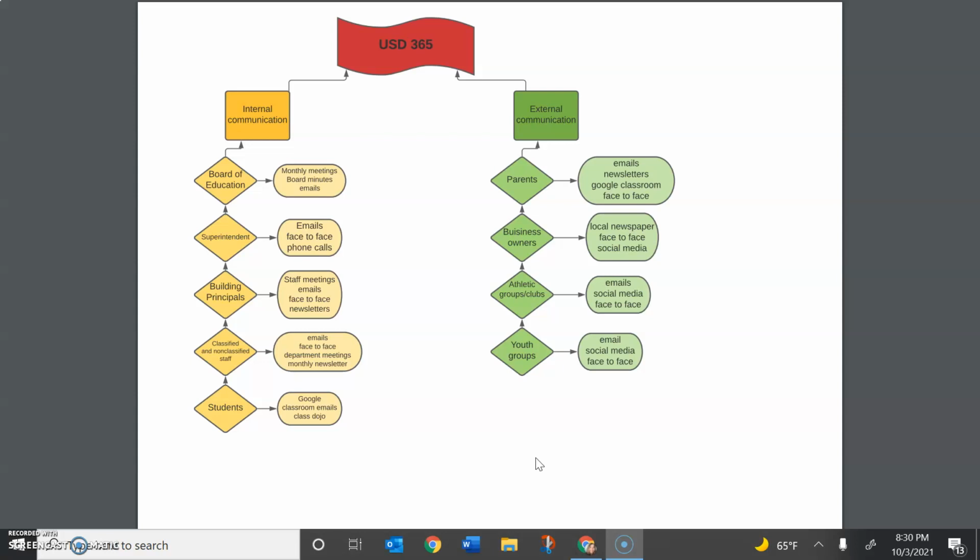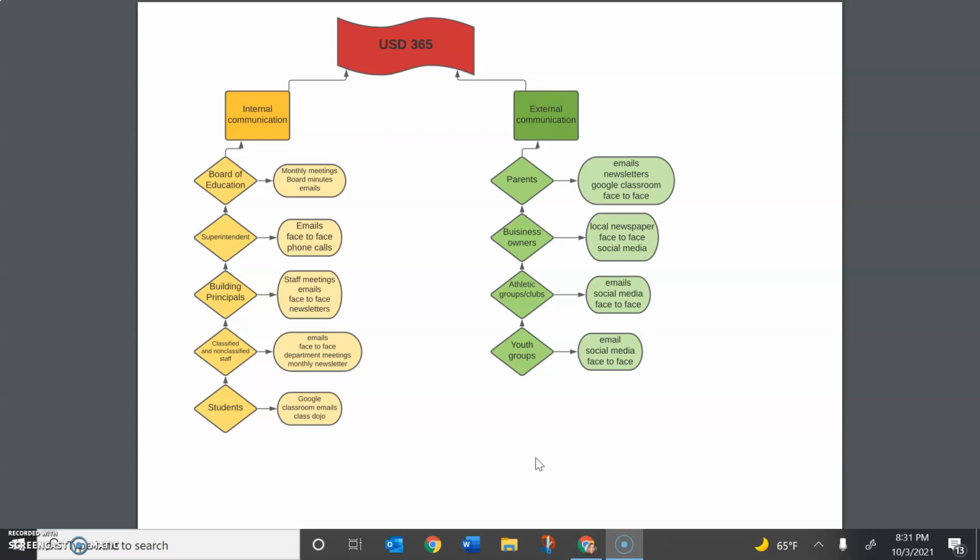Next is our superintendent. He sends out emails letting us know of any important events or things that are happening in the school that we need to be aware of. He does make some face-to-face communication. He stops in and sees the different schools in the district throughout the week and lets us know if we need to know anything that's happening there. And if he needs to get a hold of a specific person, he does make phone calls to communicate.